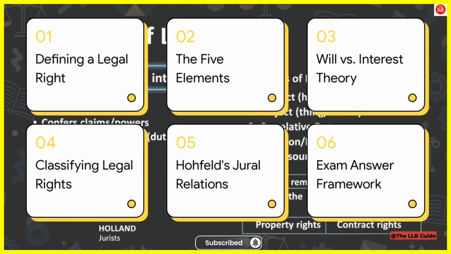So here's our game plan for today. We're going to start with the absolute basics, the definitions from the key jurists you need to know. Then we'll deconstruct a right into its 5 essential pieces. After that, we'll dive into the big philosophical debate, the will versus interest theory. Next, we'll classify the different types of rights, and then tackle Hohfeld's more advanced analysis. And most importantly, we'll wrap it all up with a practical framework you can use for your exam answers.